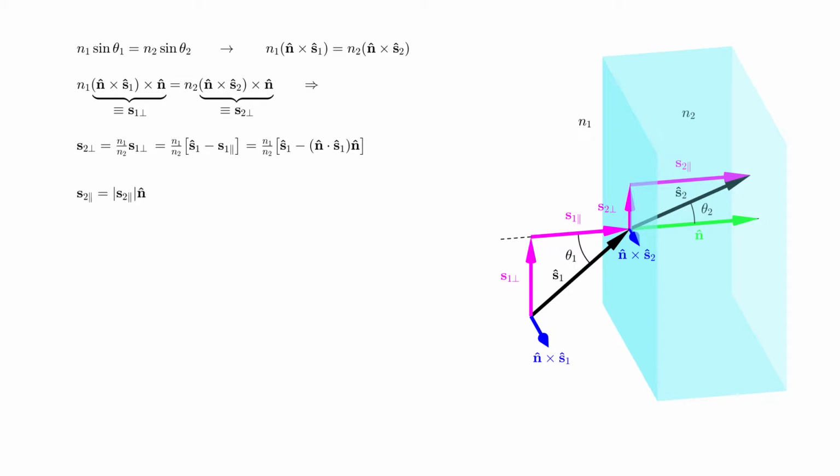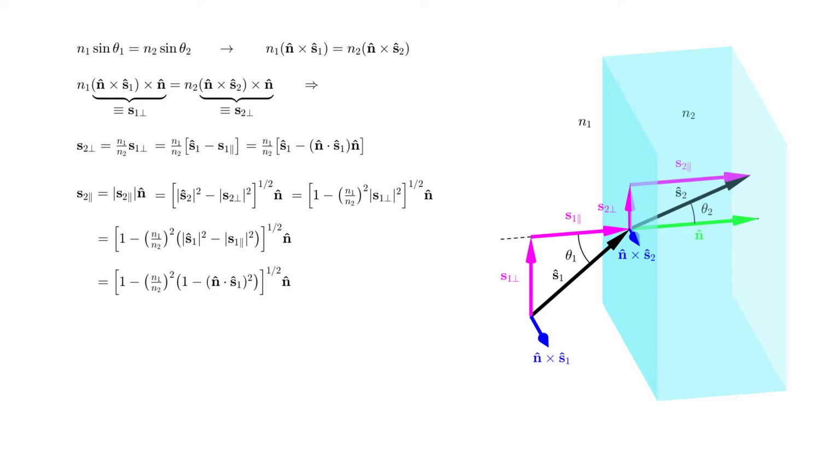Let's begin by writing s2 parallel as its magnitude times n hat. We can then use the Pythagorean theorem to write the magnitude as the square root of the difference between the squared magnitude of s2 hat and the squared magnitude of s2 perpendicular. But s2 hat has unit magnitude, and from earlier we know that s2 perpendicular can be expressed in terms of s1 perpendicular. We can now use the Pythagorean theorem again to rewrite the magnitude of s1 perpendicular, and the resulting difference between squares can then be simplified to 1 minus the squared dot product of n hat and s1 hat.